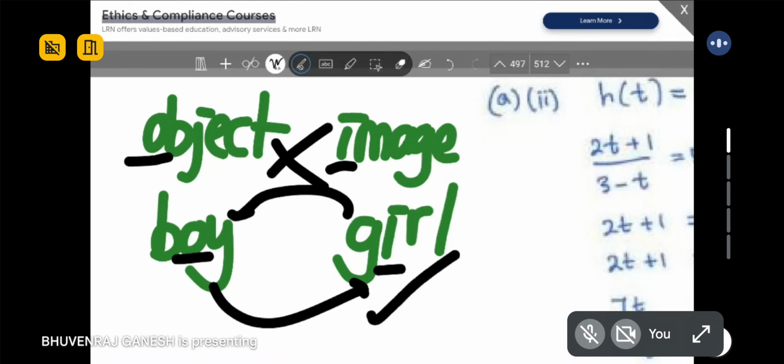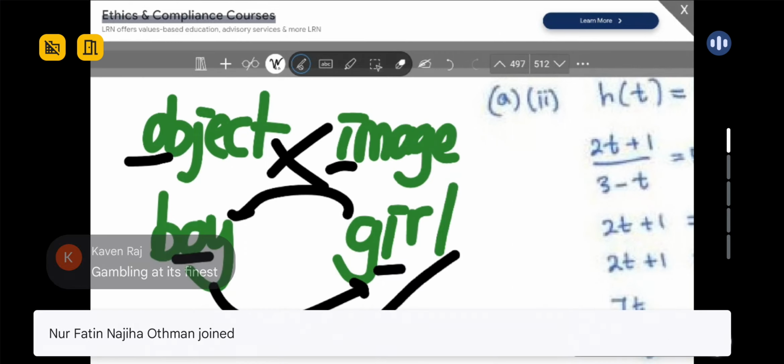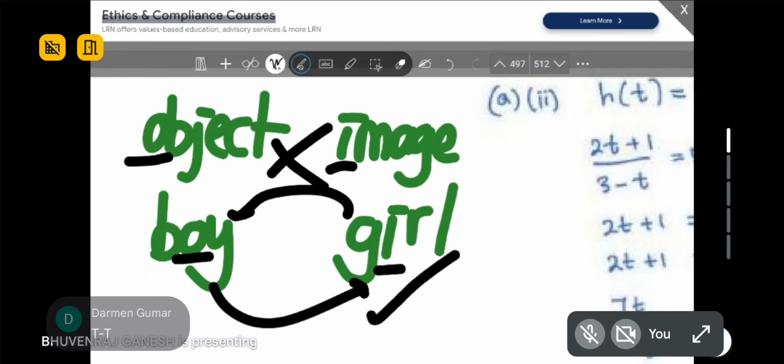Unless you talk about inverse function lah. Fungsi songsang, then different story. But if you're just talking about function, fungsi, this is the concept.